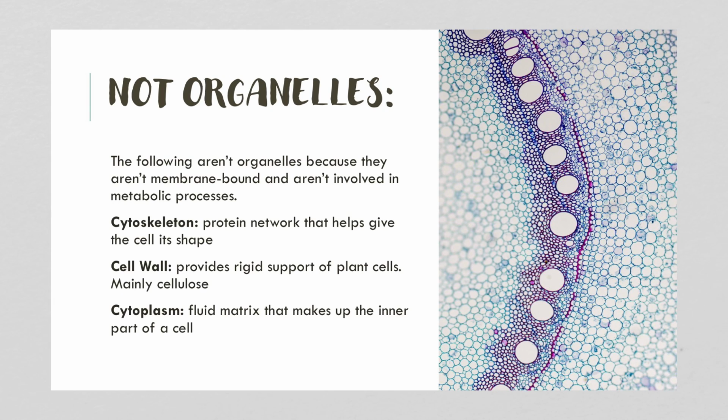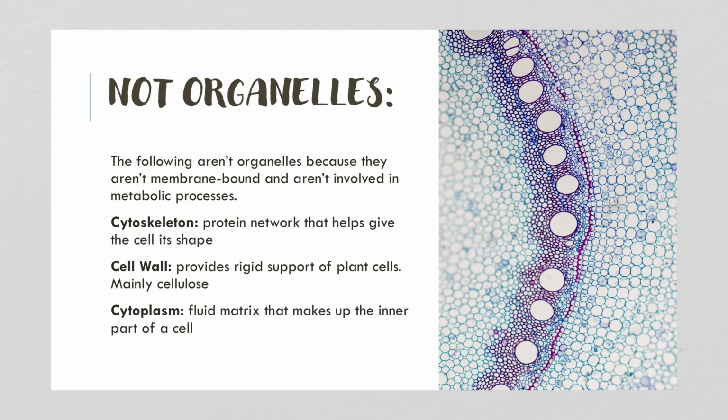So the following structures are not organelles because they aren't membrane bound and they're not involved in metabolic processes. So those two properties are important for identifying whether something is an organelle. So the cytoskeleton is not an organelle because it's the protein network that helps give the cell its shape, but it isn't membrane bound and it's not involved in a metabolic process. The cell wall isn't an organelle either, even though you may have learned it to be one, because it's mainly made of cellulose, which is a carbohydrate, and it provides rigid support of plant cells. So again, it's not membrane bound.